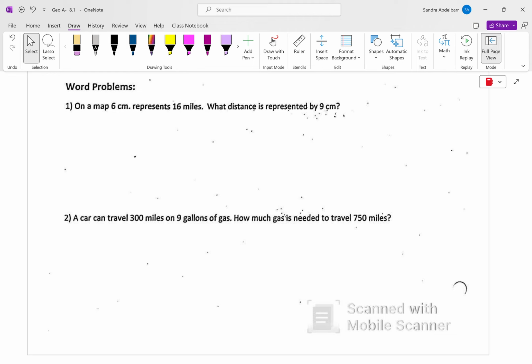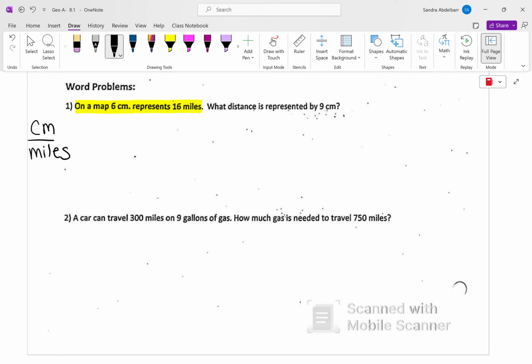All right, on a map, 6 centimeters represents 16 miles. What distance is represented by 9 centimeters? We need to stay consistent with this problem. That is the biggest mistake with these word problems. People don't stay consistent. So right when I read this, I'm going to decide, because we're talking about a ratio, do I want to talk about the centimeters to miles or miles to centimeters? I'm going to decide that my centimeters will be on top and my miles will be on the bottom.